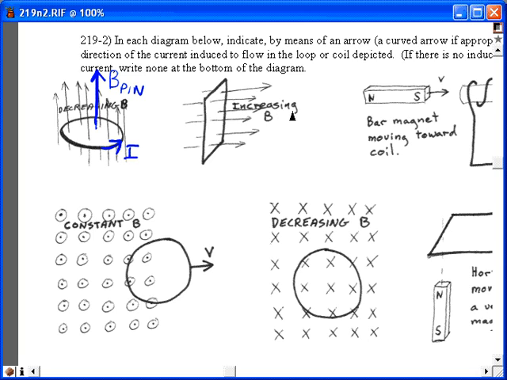Oh, look, this time we got an increasing B, not a decreasing B. Okay, I'm going to run through the whole argument one more time. A changing magnetic field through a loop induces a current in that loop, according to Faraday's law of induction. So Faraday's law of induction says a changing number of magnetic field lines through a loop or coil induces a current in that loop or coil. So we get a current in this loop.